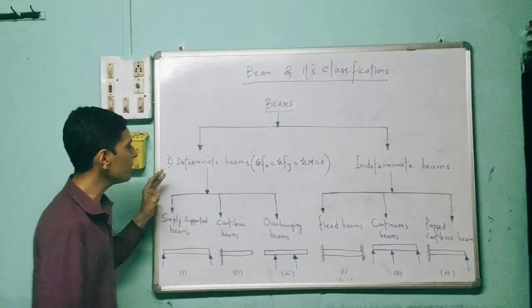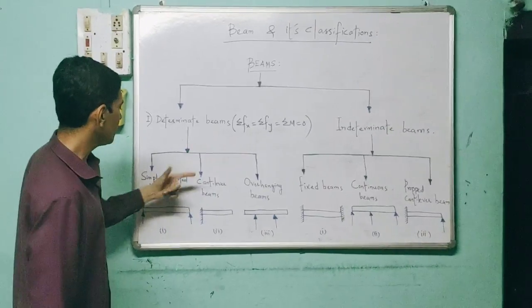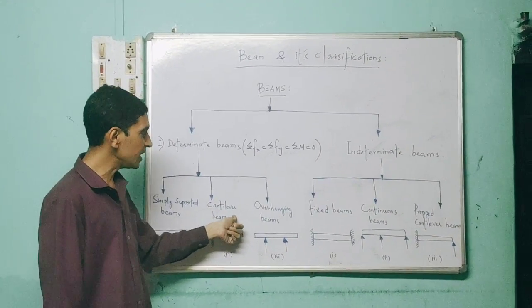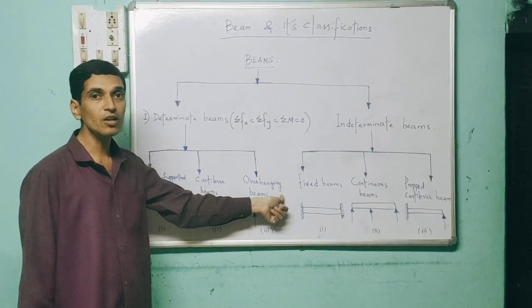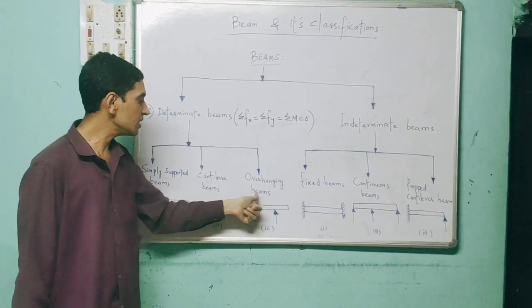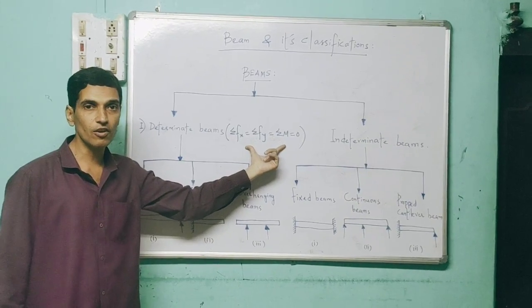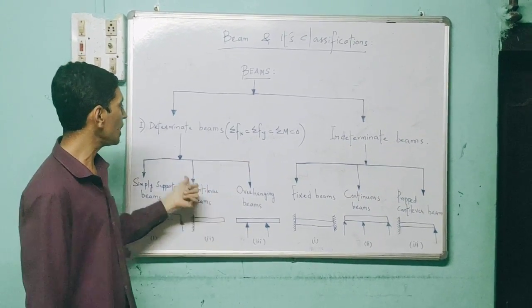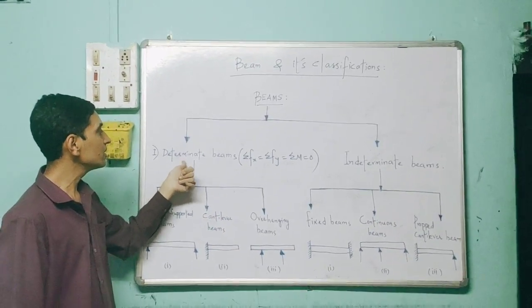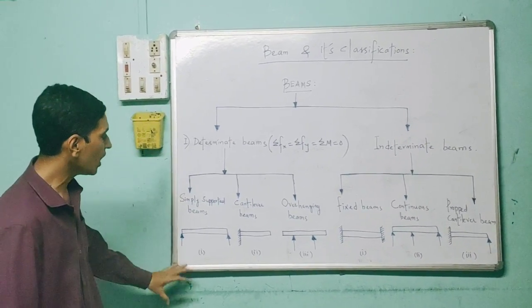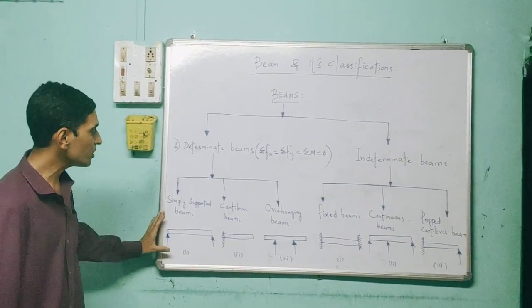Now coming to the examples, what are the beams which come under determinate beams? There are three types of beams coming under determinate beams. The first one is the simply supported beam, the second one is the cantilever beam, and the third one is the overhanging beam. These are the three beams which can be easily analyzed by using the basic equations of equilibrium, so they can be called determinate beams.